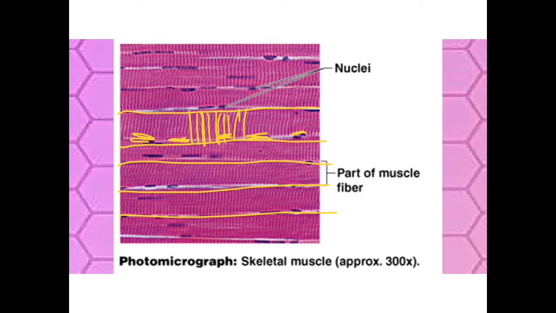I'm not doing a very good job tracing them, but you see all of those bands. Those are the striations. And in skeletal muscles, we usually don't call them cells, we actually call them fibers. But if you hear muscle fiber, that means the same as muscle cell.